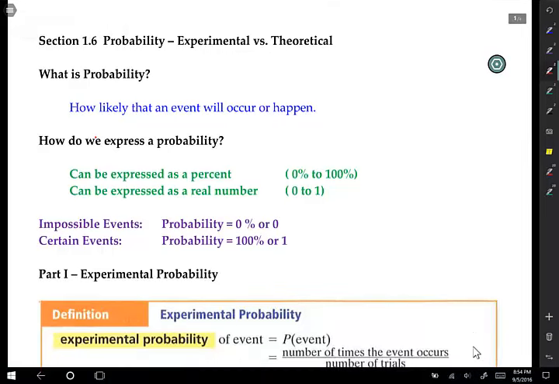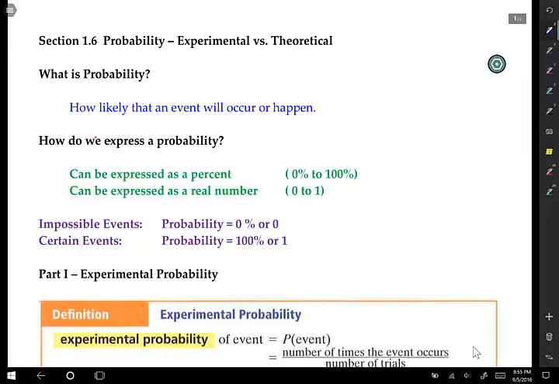Good afternoon, algebra students. We're talking about section 1.6, which is experimental and theoretical probability. We've talked about it before in the past, but pretty much we're just going to cover some basics. I've already done some highlighted notes that we're going to go through.